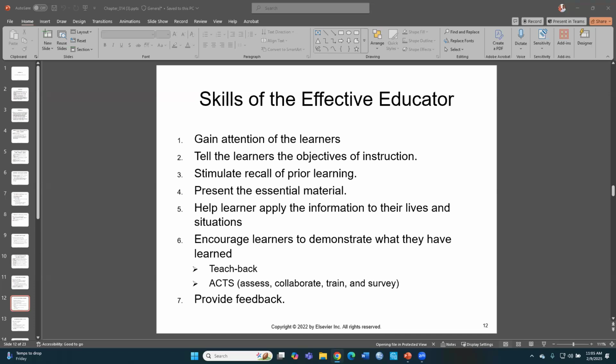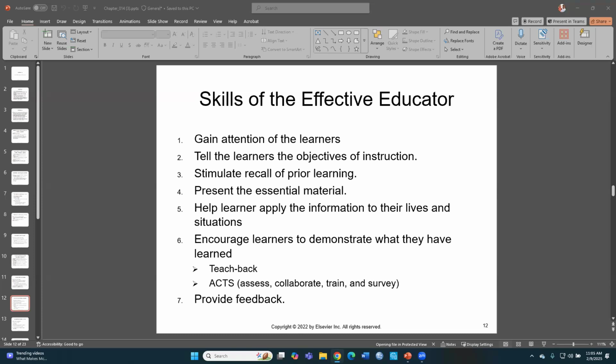Present the essential material and then help them to apply it. So say you're talking to somebody about checking their glucose levels in a group of diabetics, right? Why is that important? Why do they need to check their glucose levels? How does that affect the rest of the disease process moving forward? And then encourage learners to demonstrate what they learned.